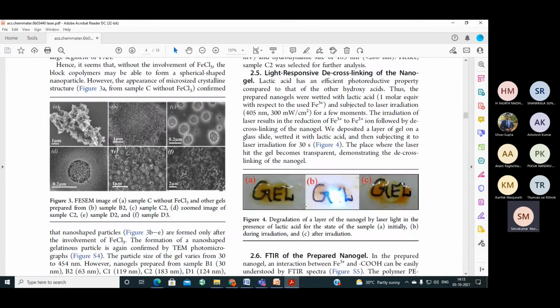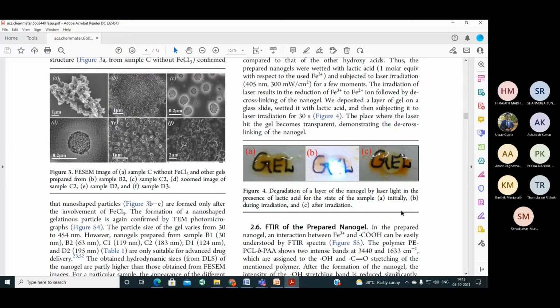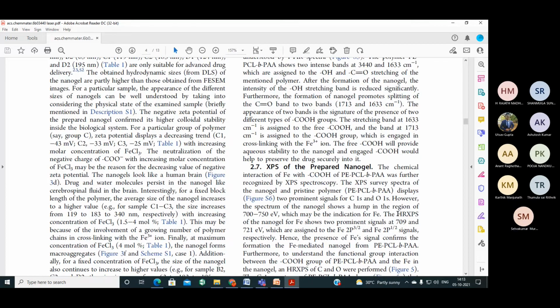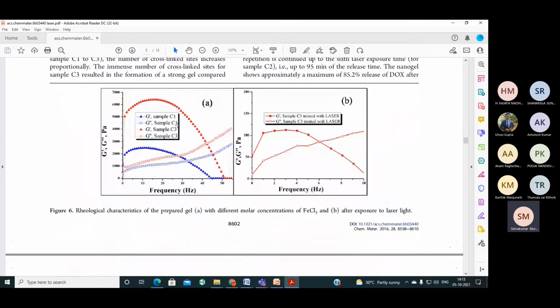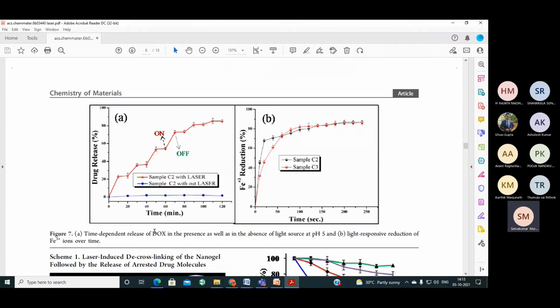And again, once the gel is formed, if you start to do the irradiation with laser light, you can see how much cross-linking occurs; the gel color is transformed into white. And then the rheological data: once the nanogel is formed, you can see the intensity increasing. That means the modulus is increasing due to the presence of cross-linking.